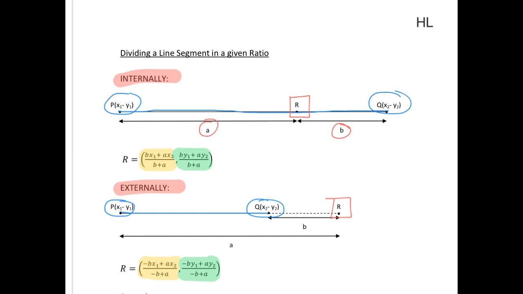So if we look at these two formulae, you can see the only difference is that in the external formula there is a minus in front of all of the b's, whereas in the internal formula, every b is positive. So that might be an easy way to remember the difference. For internal, it's just b, but for external, it has to be minus b.